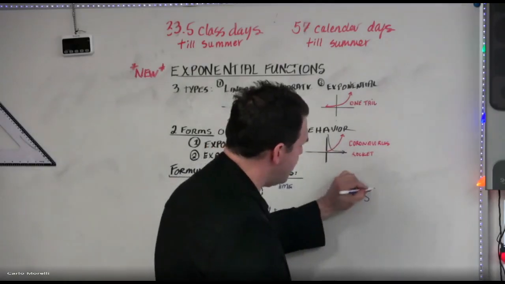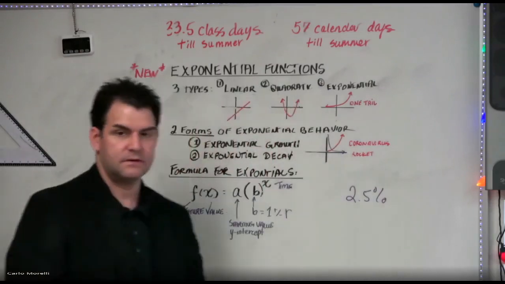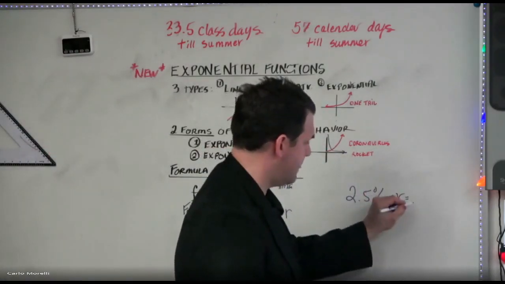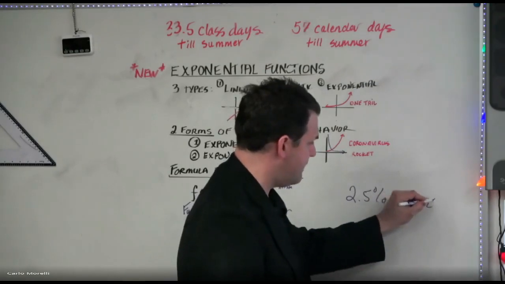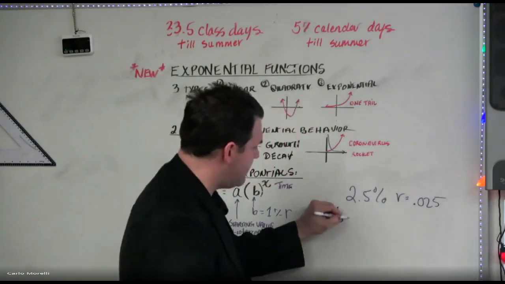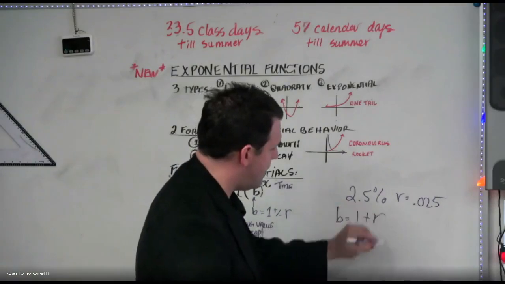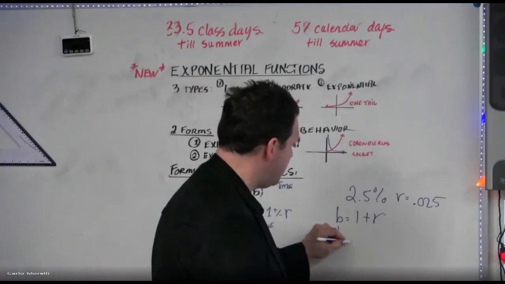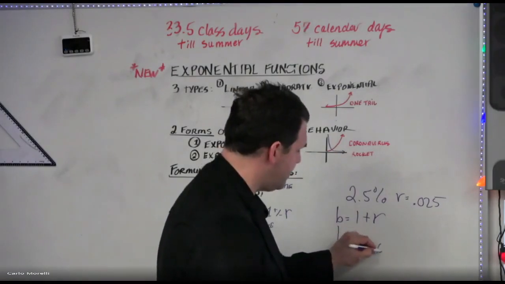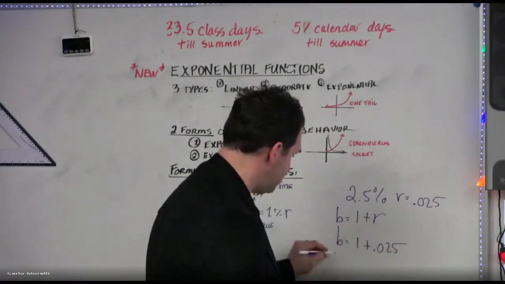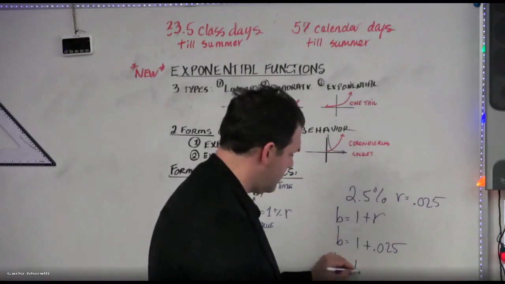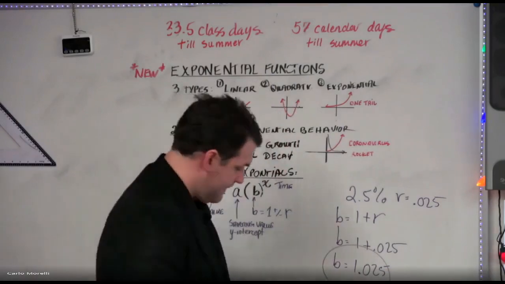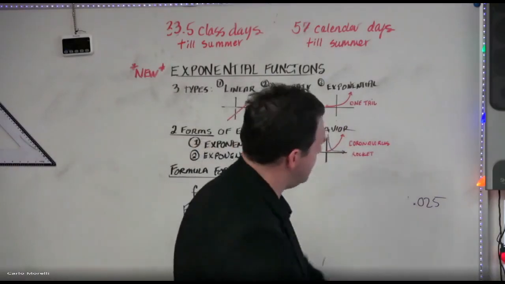It's growing at 2.5%. What's R? 0.025. Remember, B is equal to 1 plus R. This is growth, so we put the plus. So B is equal to 1 plus 0.025. What's B? 1.025. Is this bigger than 1? It's growth. Okay.